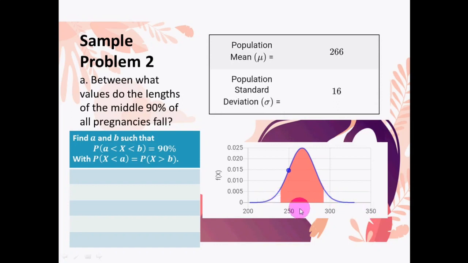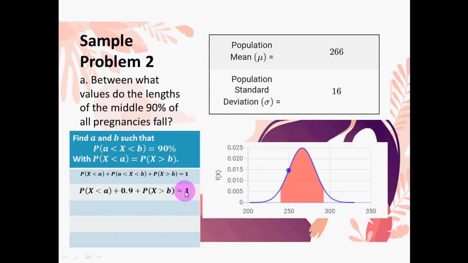So, if this point here is A, and this point here is B, the probability that X is less than A should be equal to the probability that X is greater than B. So, ngayon, the area to the left of A plus the area between A and B plus the area to the right of B must be equal to 1.